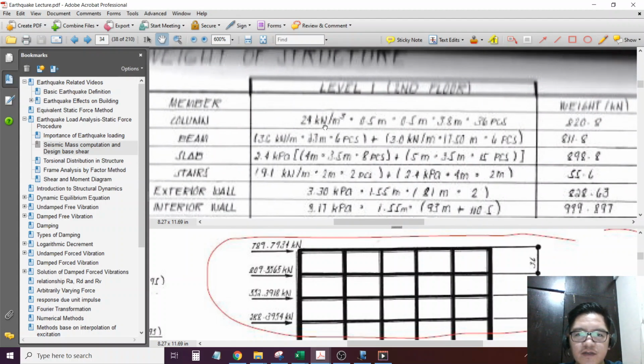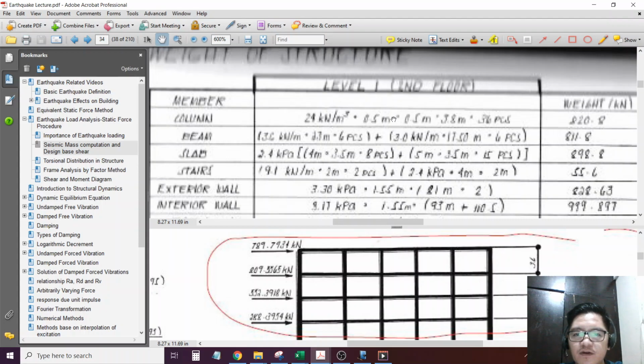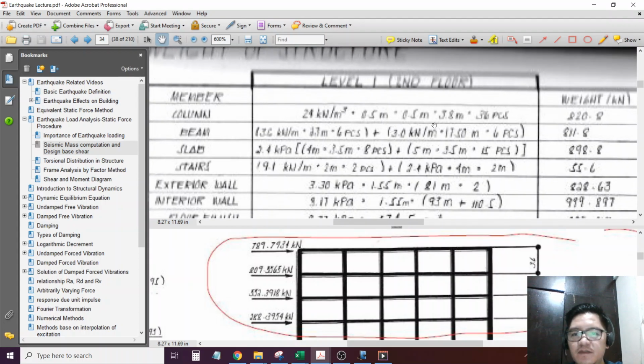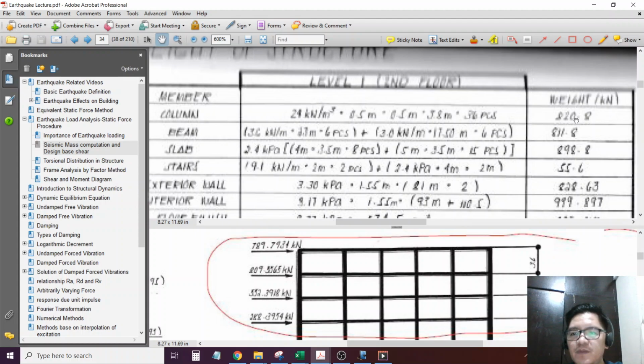So, typical calculation: 24 kilonewton per cubic meter, yan yung unit weight ng concrete, times 0.5, say, ito yung cross section mo, times yung 36 pieces na column, then yung length. Multiply that, get the product, you will get a weight of 820.8 kilonewton. Okay. So, ganoon din sa beam. Kunin mo lang yung mga self-weight ng structure mo. For the beam, meron kang 6 pieces on each side.